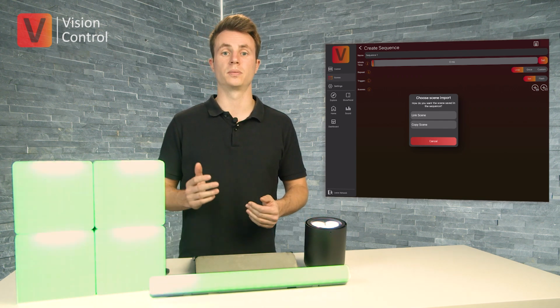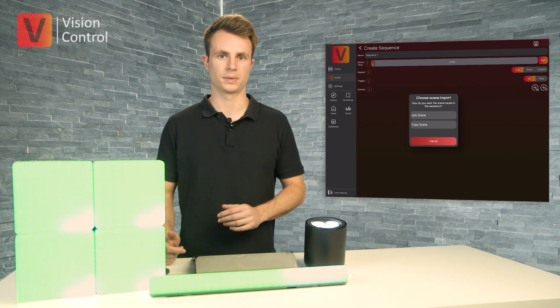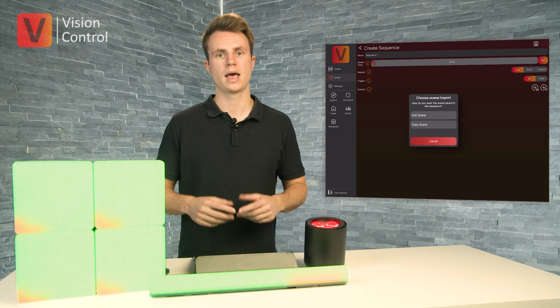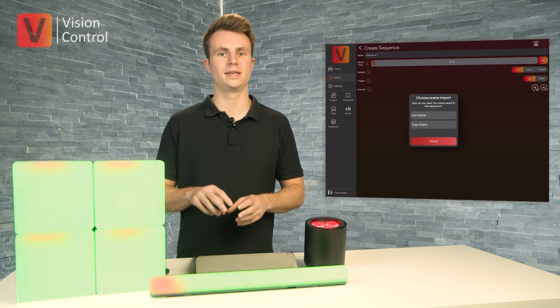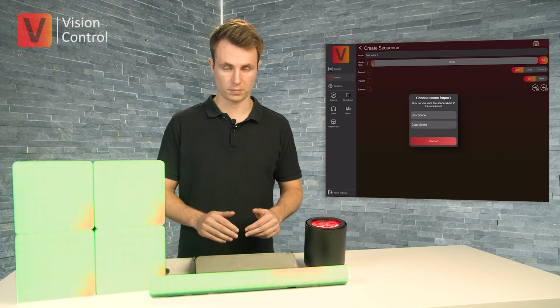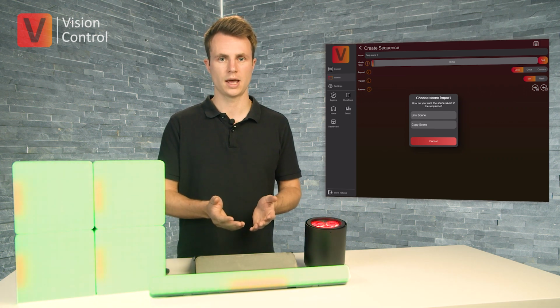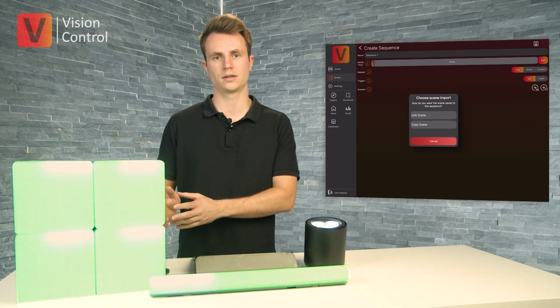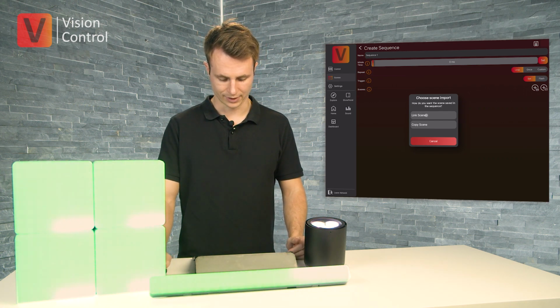Then we are asked if we want to use this scene as a linked scene or if we want to copy that scene. So if we select link scene and we will change the original scene, then the scene in the sequence will also be changed. If we select copy scene, then we can change the initial scene to something different, but the sequence will not be affected by this change. So in our case, let's select link scene.